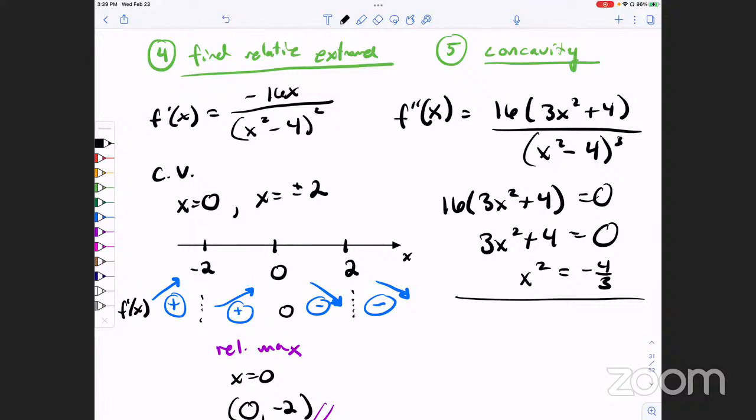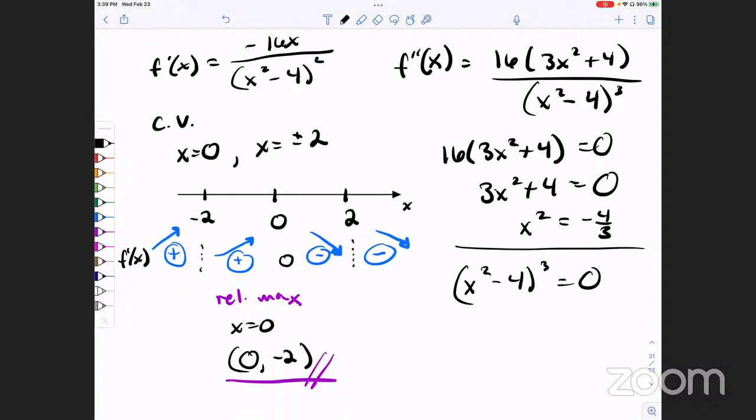Denominator to 0, let me see. We got this x squared minus 4 cubed equals 0. You can take the cube root on both sides. You get x squared minus 4 equals 0. Add 4, so x equals plus or minus 2. So when x is plus or minus 2, those are candidates for points of inflection.